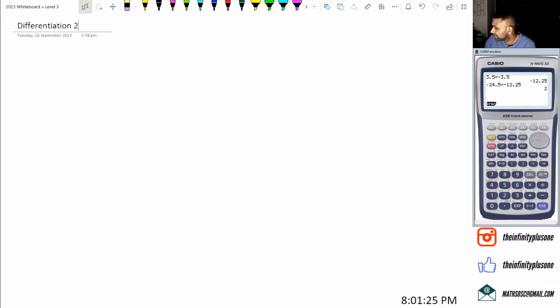Optimization questions in level 3 calculus. I'm trying to think. I can't remember off the top of my head what the question would look like. Have you got a question in mind, Zoe? 578.